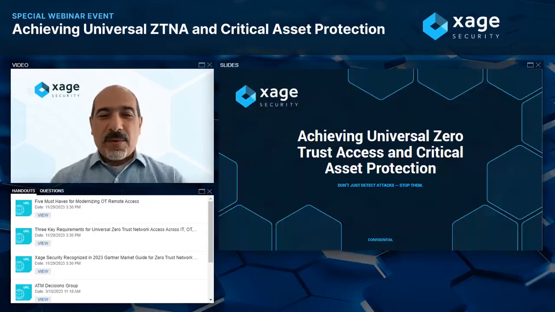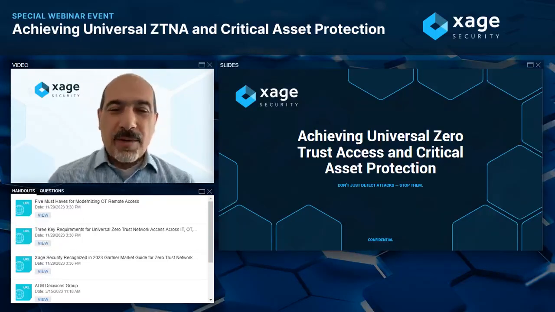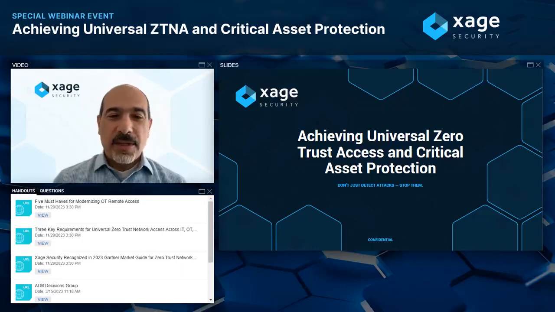So today we'll talk about how to achieve universal zero trust access and critical asset protection at the same time. Basically, how to achieve access and protect your assets.